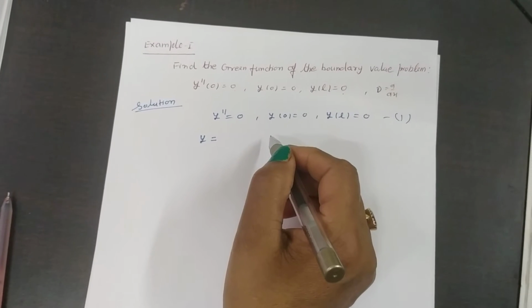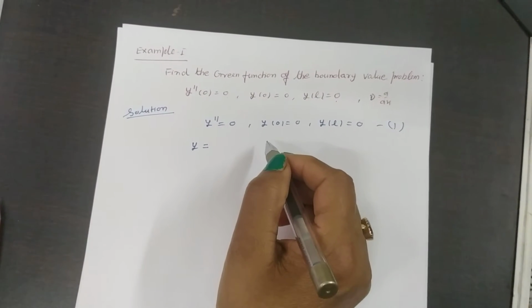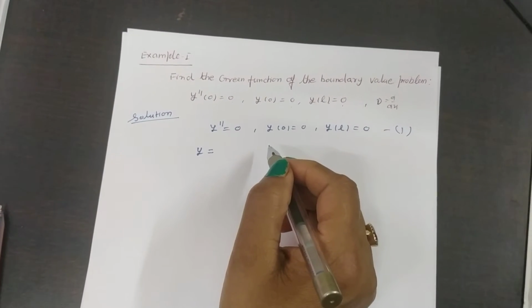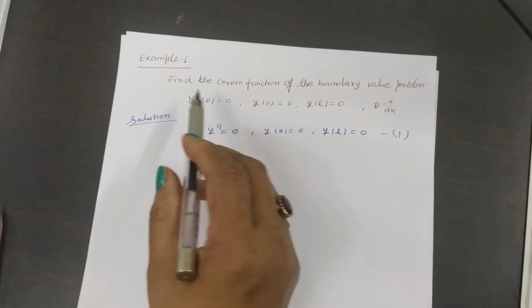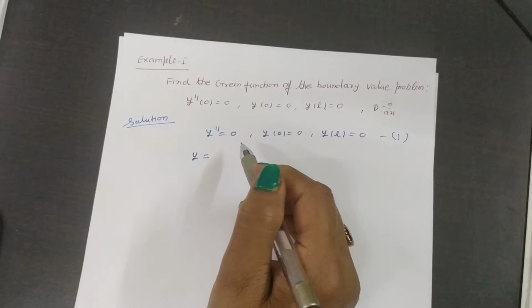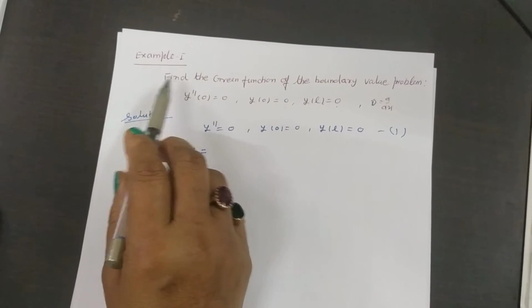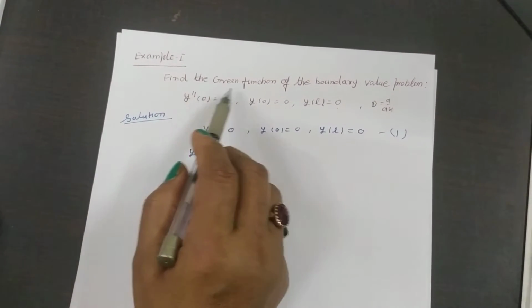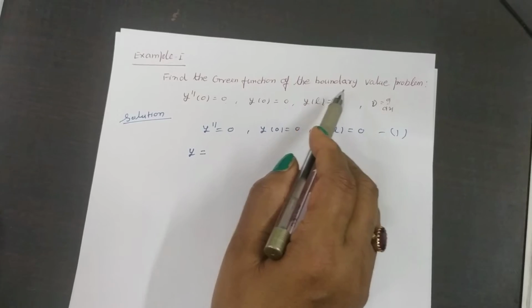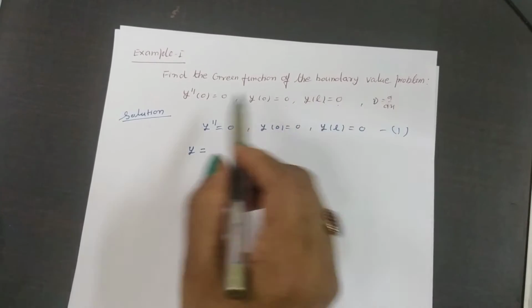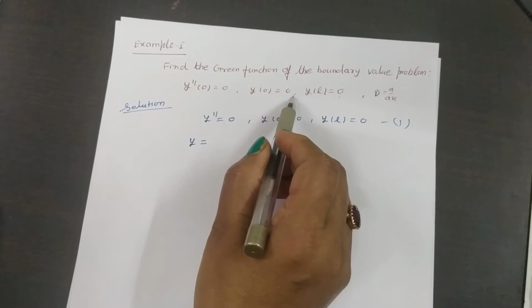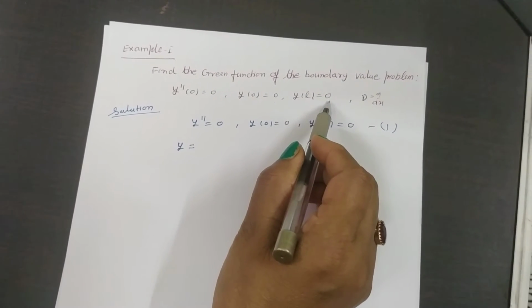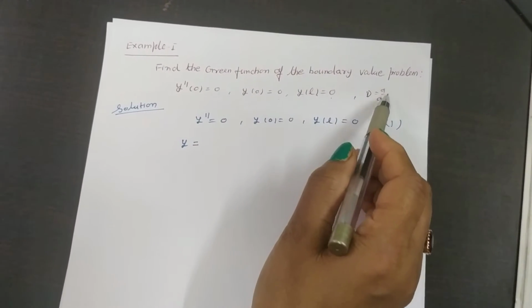In the previous lecture I defined the properties of Green's function. Using those properties, now I will give you an example to find a Green's function. The problem is like that: find the Green's function of the boundary value problem y double dash is equal to 0, y(0) is 0 and y(L) is equal to 0, and the operator D is defined as d by dx.